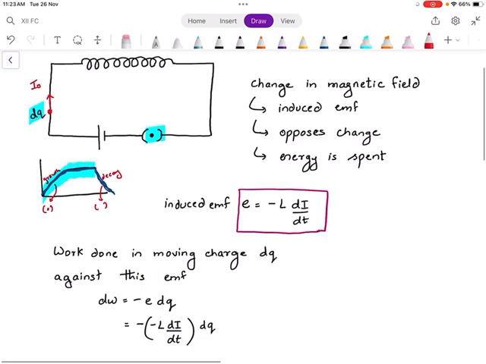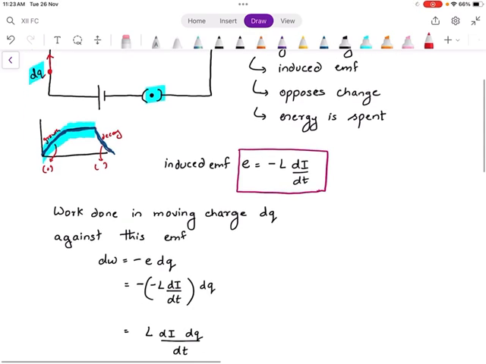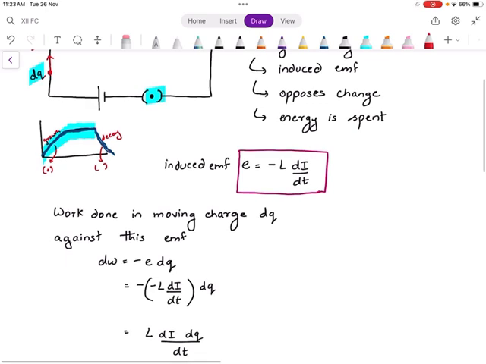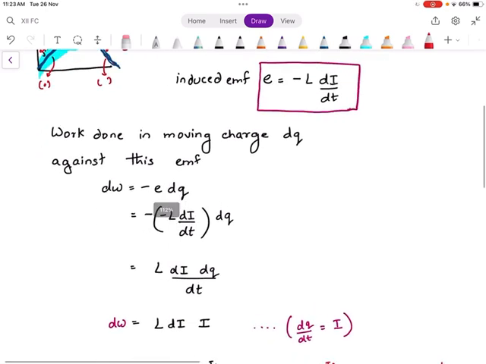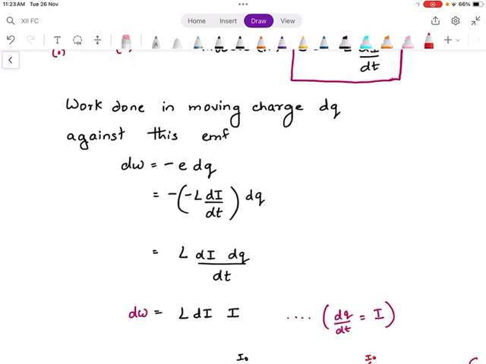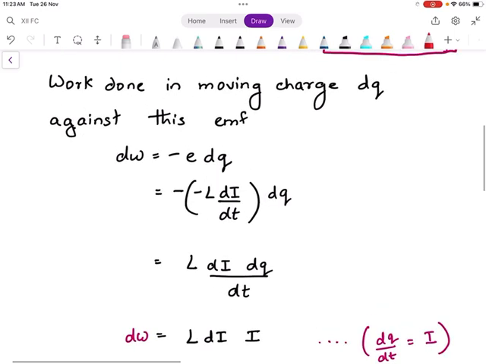We had seen the expression for induced EMF, E is equal to minus L di by dt. I have to take a charge dq through this circuit. The work done in moving the charge dq: the EMF is going to oppose the motion of dq, it is trying to oppose the increase in current. So I have to do some work against this EMF, and I get the expression dW is equal to minus E into dq.